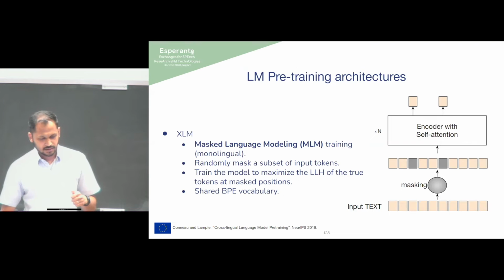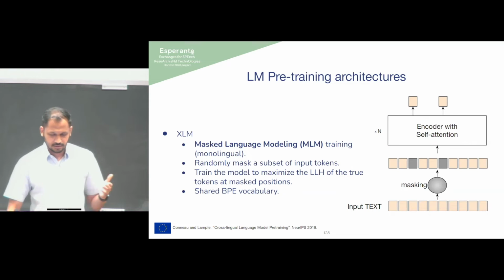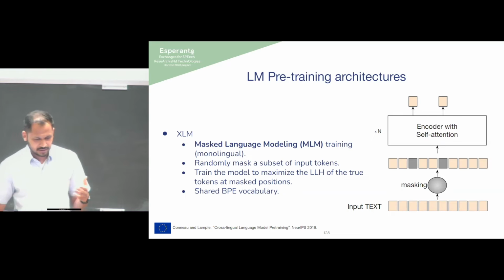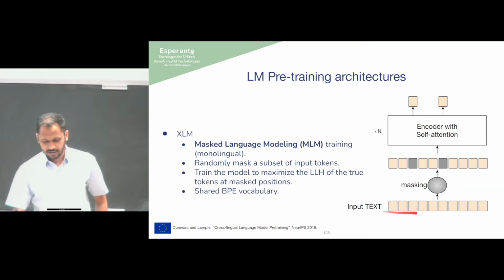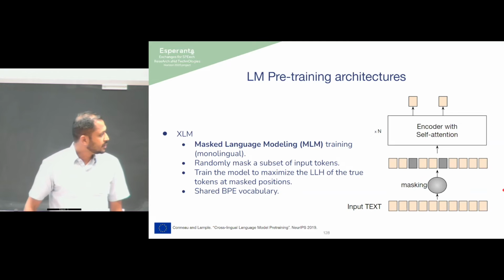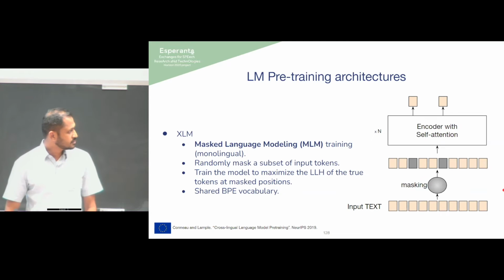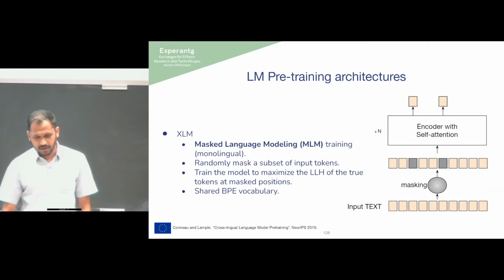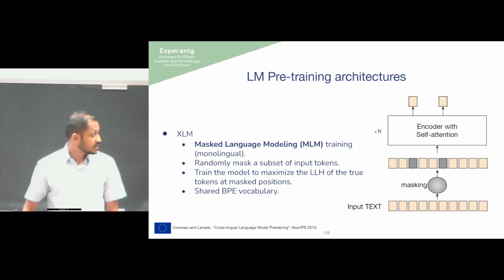The first one is XLM, which could be trained with simple masked language modeling. So you have input text in one language, we mask the input tokens randomly, and then we train the model to maximize the log likelihood of the true tokens at the masked positions.